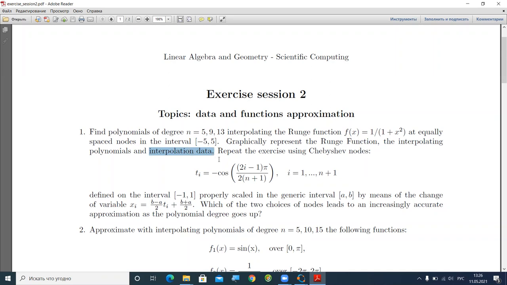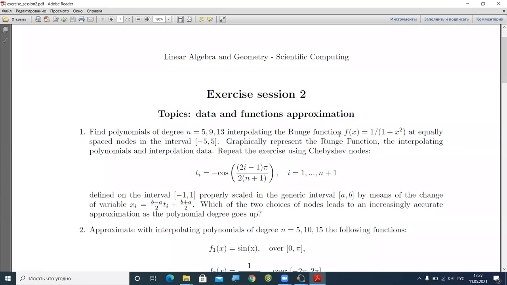And then repeat this exercise using now Chebyshev nodes. Now we will use these nodes, Chebyshev nodes, we call it, on the interval minus 1 and 1, and scale it in the general interval AB by means of change of variable xi. So if we consider it in general interval AB, we will define x this way. And then, which of the two choices of nodes leads to increasingly accurate approximation? So we need to comment on the results here.